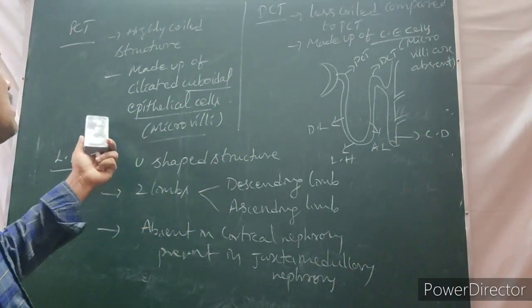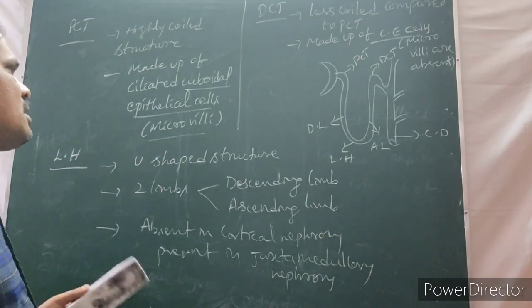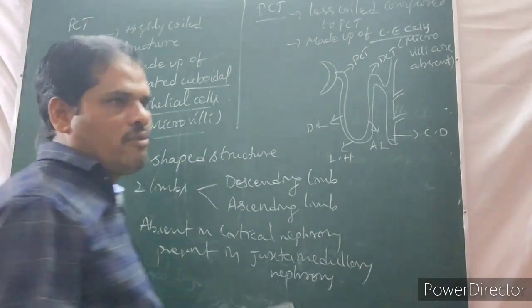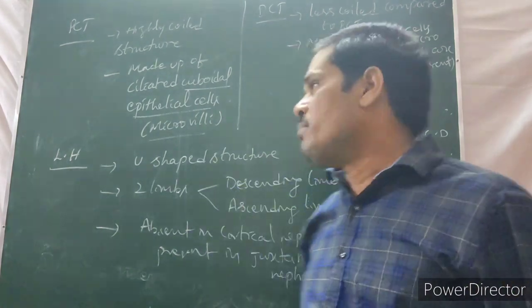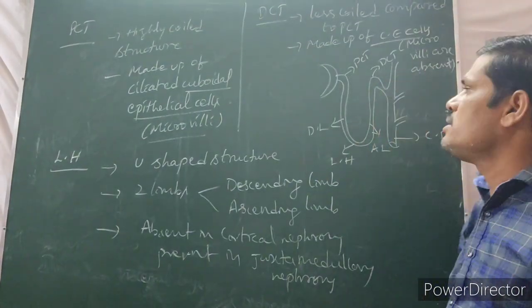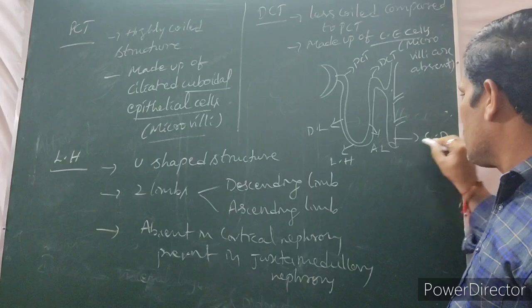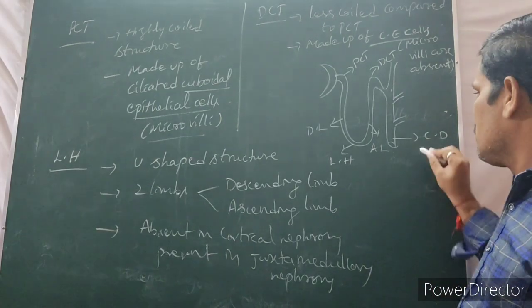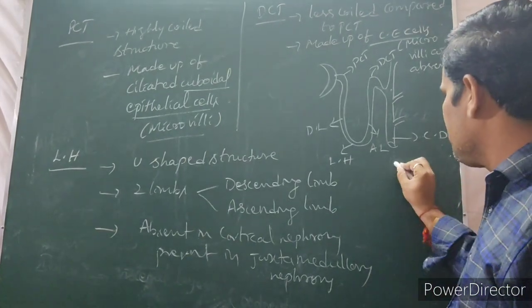But in the PCT, ciliated cuboidal epithelial cells are present. What is the reason? Microvilli are present in the PCT, whereas microvilli are absent in the DCT. The next one, collecting duct.